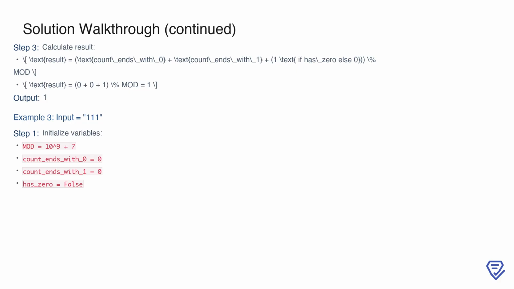Here, the calculation becomes 0 plus 1 modulo mod, which equals 1. Thus, the output for the input 0 is 1.